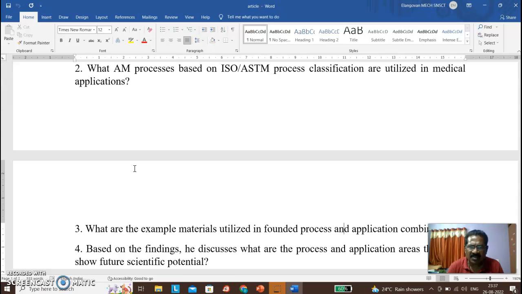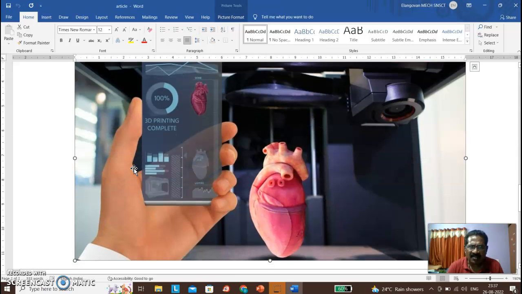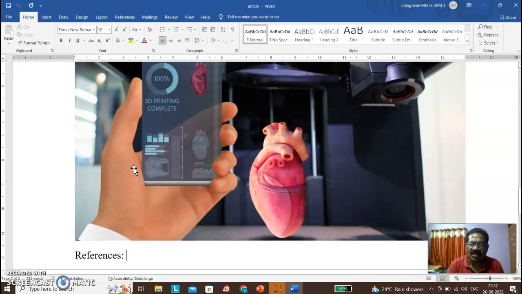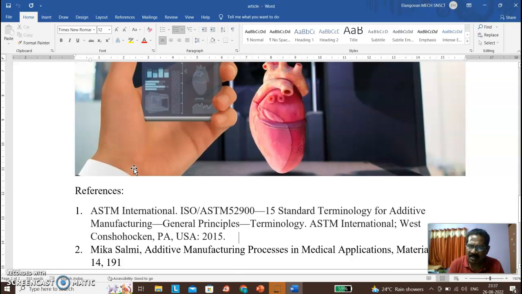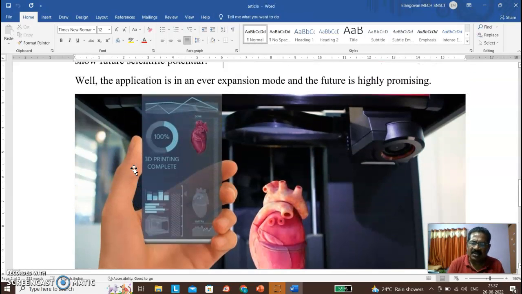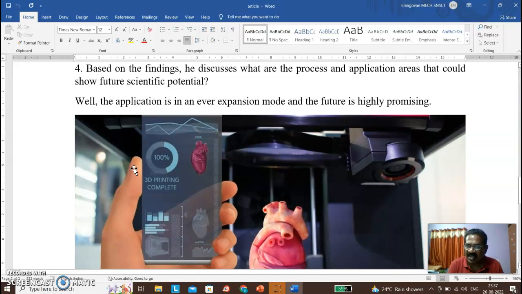But the profound thing is that we also have the heart. The models which have been scanned and then modeled as a solid model can be printed in a flexible material. The material gets printed in the form of a heart. So this is ongoing research, and the applications are in ever-expanding mode, and the future is highly promising.